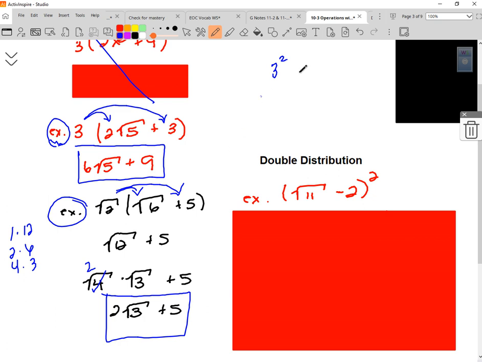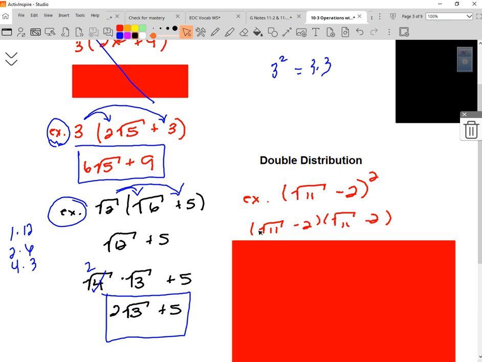Three times 3, right? 3 squared is 3 times 3. So the square root of 11 minus 2 all squared. So we've got to rewrite that as the square root of 11 minus 2 times the square root of 11 minus 2. And then we use double distribution or FOIL, depending on who you had for algebra.